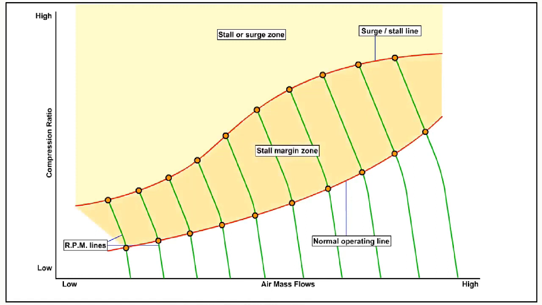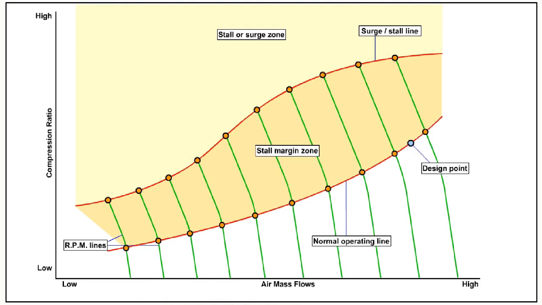There is a zone between the surge-stall line and the normal operating line which is called the stall margin zone. This zone allows for the compressor efficiency reducing throughout its working life and the inevitable fluctuations which occur in the atmosphere and in the engine fuel system management.